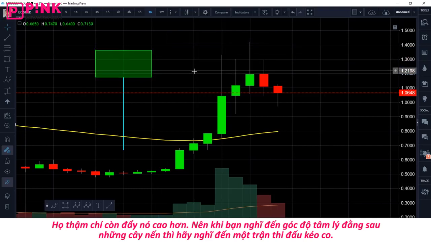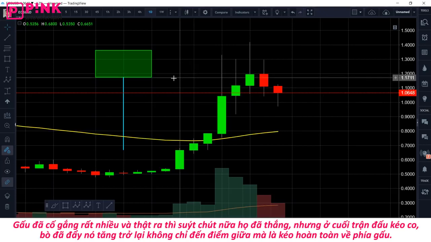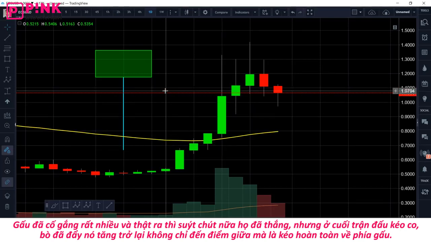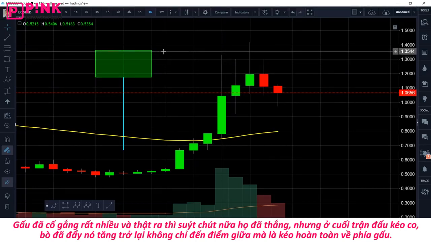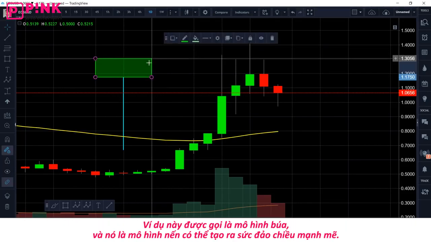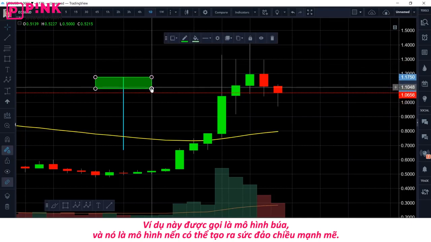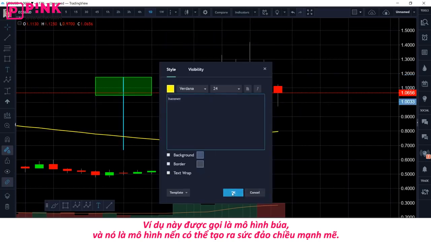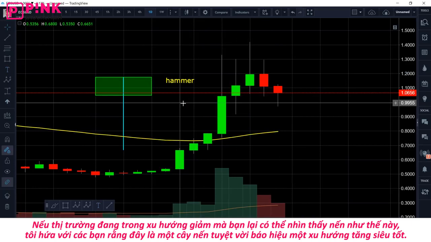So when you think of the psychology behind that, like in a tug of war, the bears tried really hard. In fact, they almost won. But by the end of the tug of war, right, the other team pushed it all the way back up, not only to where the middle was, but all the way back to their side. So that market psychology is really important to understand, right? But let's say for example, the opposite applies. So this is called a hammer. Okay, this is called a hammer, and it's a really strong reversal candle. If you see it in a downtrend and you see this candle, I promise you guys that this is going to be an amazing candle for an uptrend.